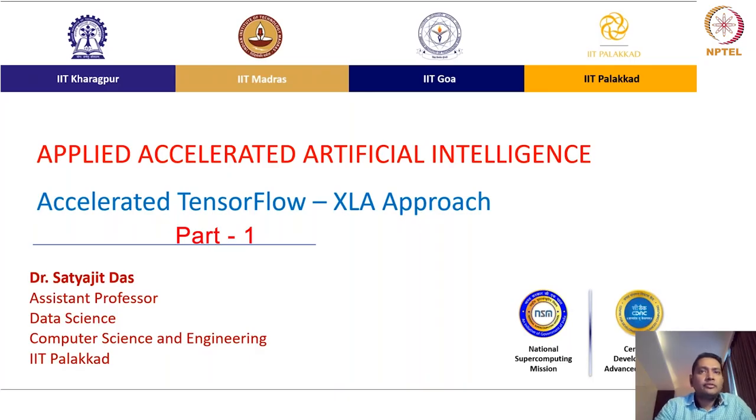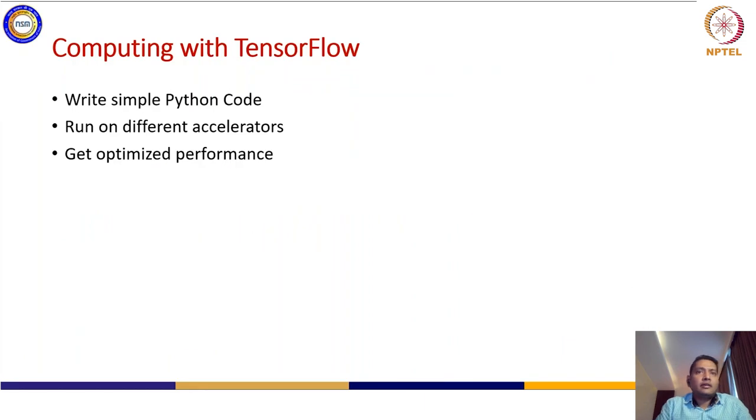Good evening, everybody. So today we will start with the XLA approach. Previously we have seen TensorFlow, which is quite vast in terms of flexibility, control, and different types of approaches. You have seen some distribution strategies, pipeline strategies, and so on. The basic flow is write simple Python code, run on different accelerators depending on the targets that you may have, and you get optimized performance with different approaches, right?